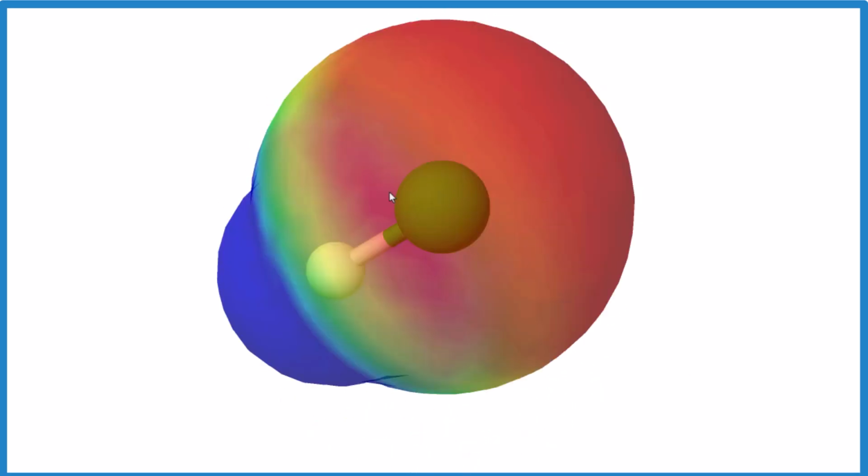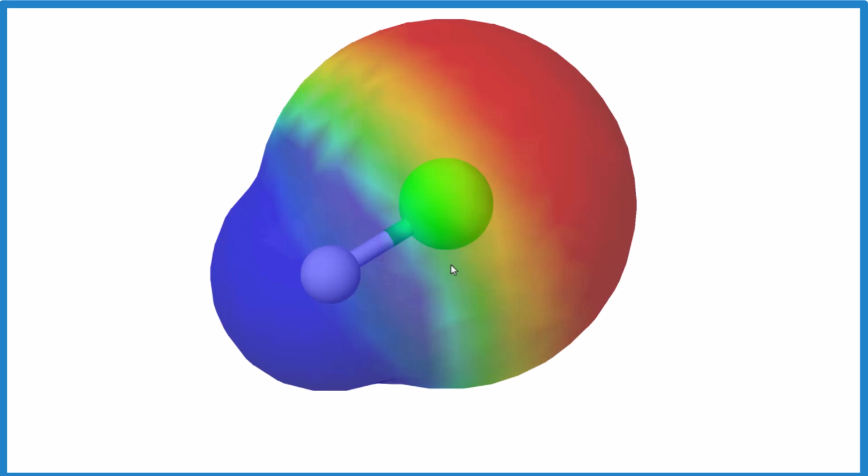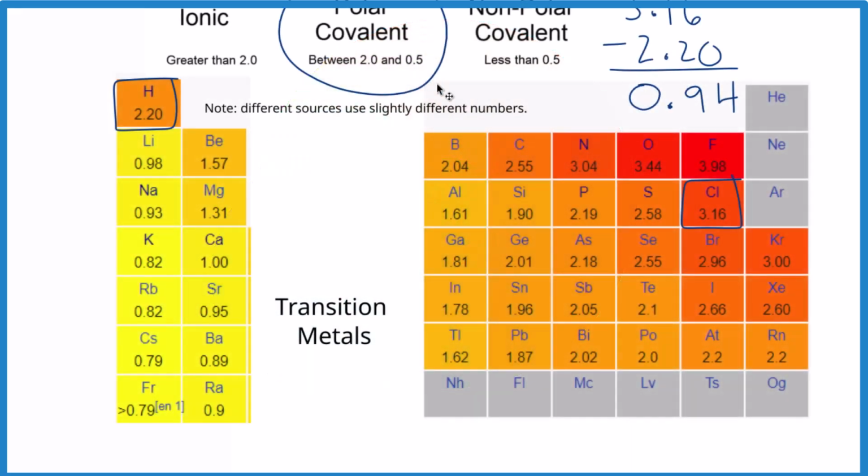That means these bonding electrons are going to spend more time with the chlorine. So in answer to our question, HCl is a polar covalent molecule.